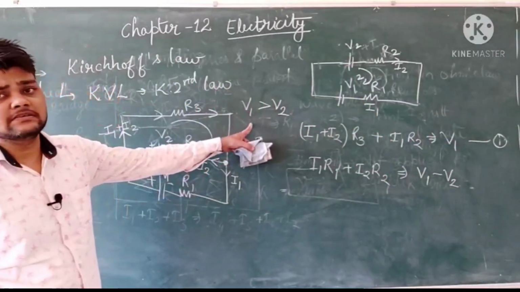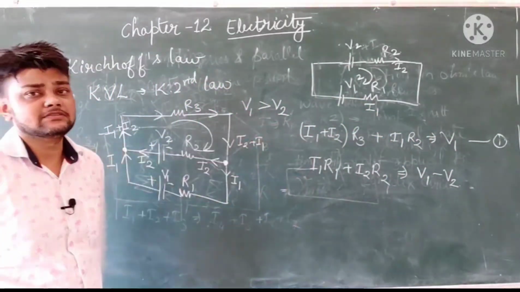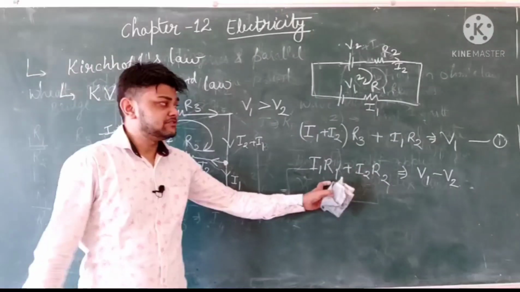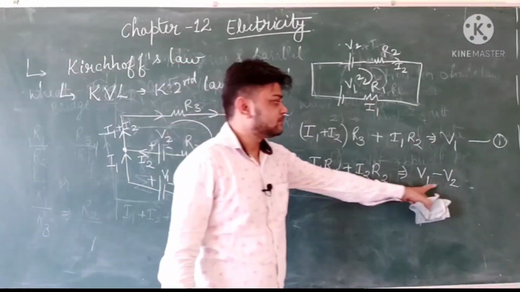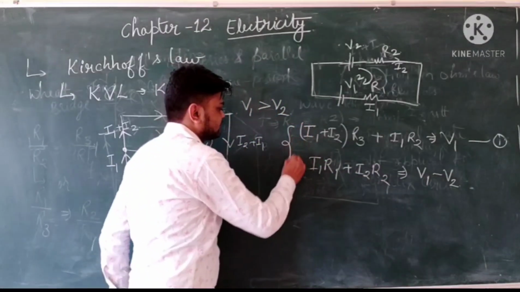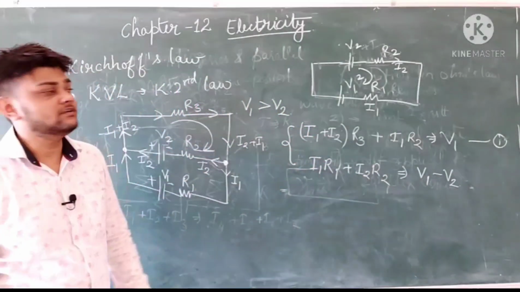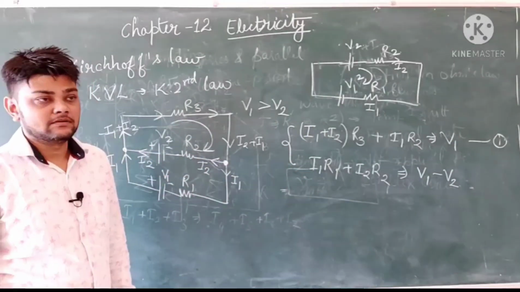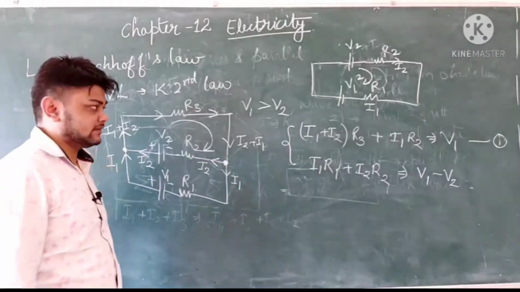Because V1 is greater, the higher potential will be taken in the direction. Under that condition, I will get the desired potential. These are my two equations through which I can solve. This was not possible with the help of Ohm's law. So under that condition, we have got that.